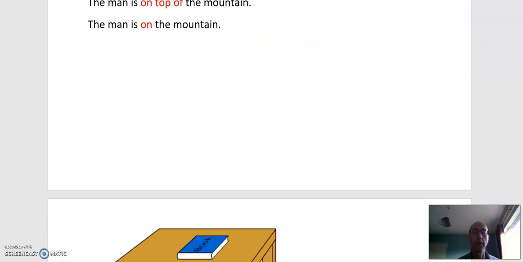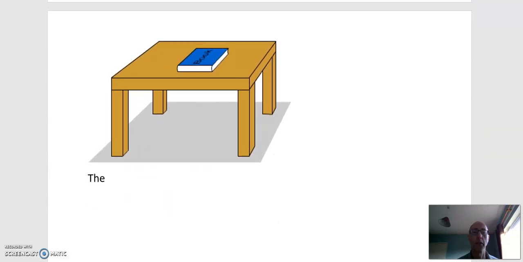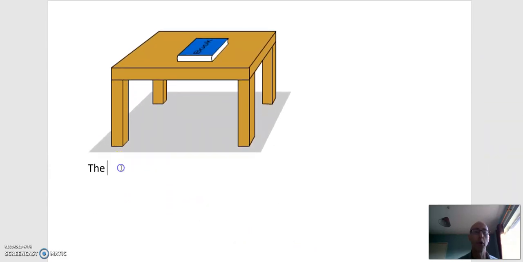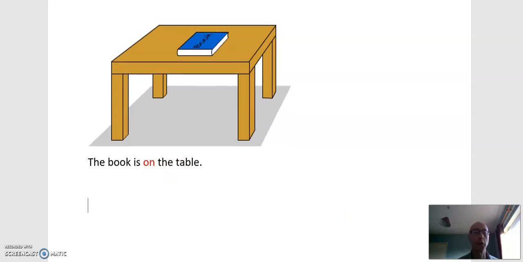Let's look at the next preposition. Where's the book? This is a short, simple one. The book is on the table. That's right. Just on. Let's look at the next picture.